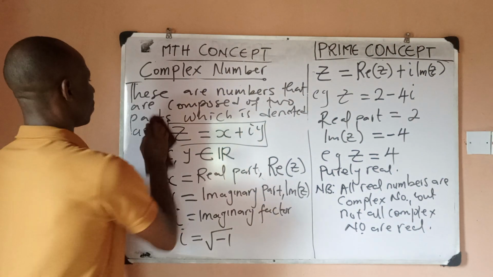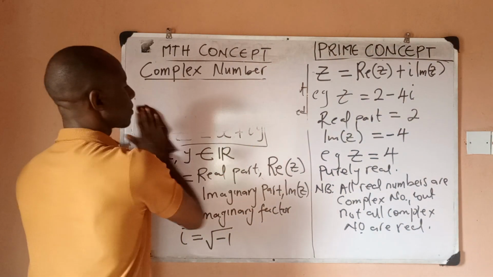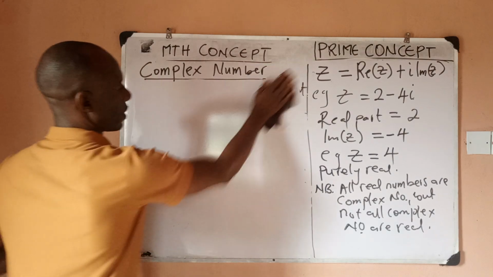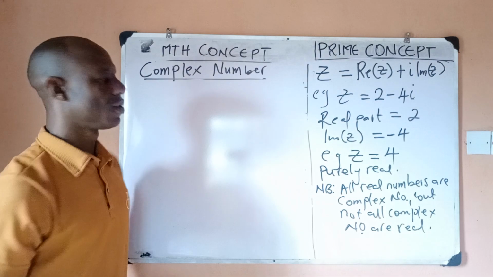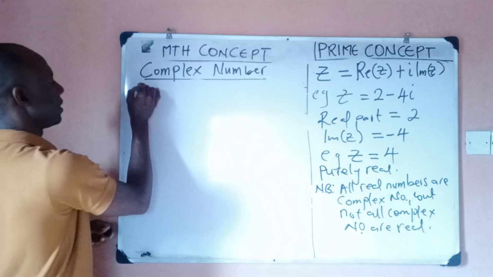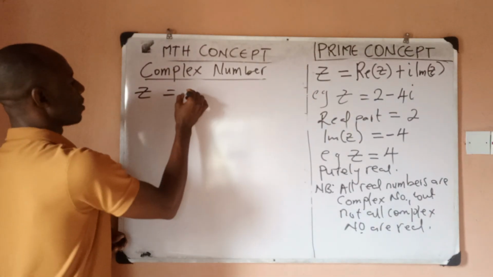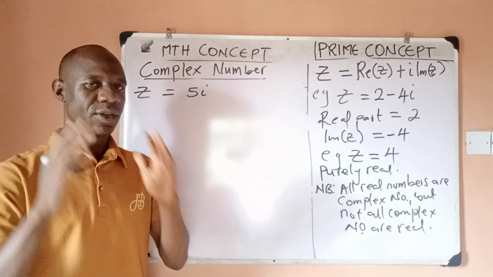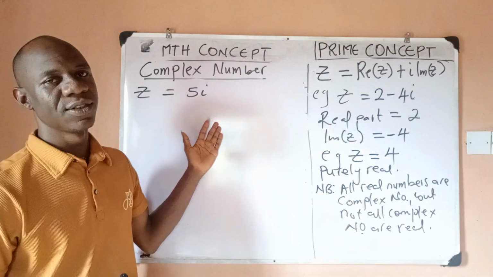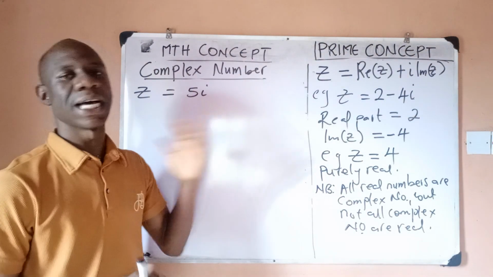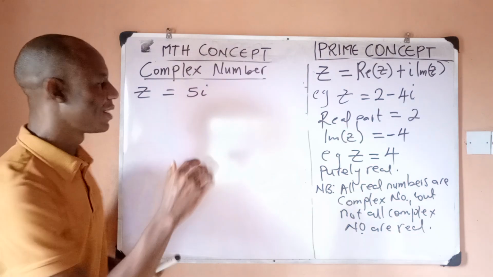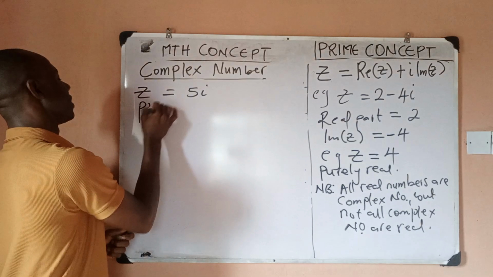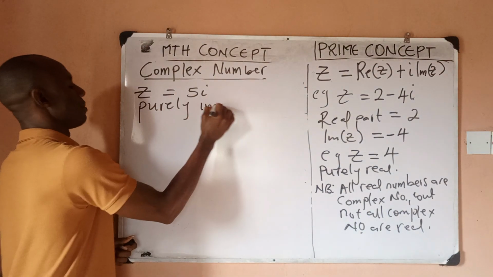Now also, you can have a complex number this way. You can have z equals, let's say, 5i. If you have a complex number this way, you quickly notice that it is made of only an imaginary part. So you quickly say that this complex number is purely imaginary.